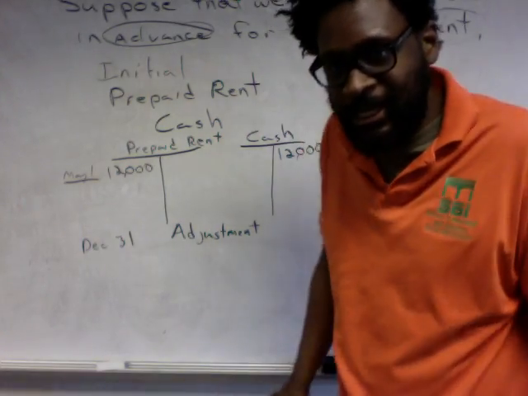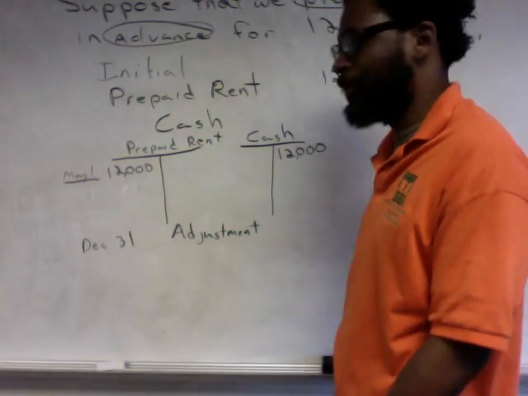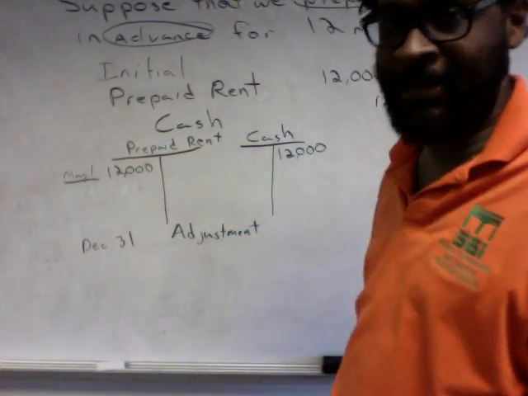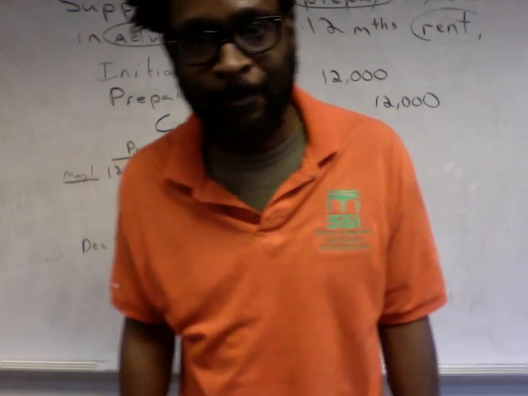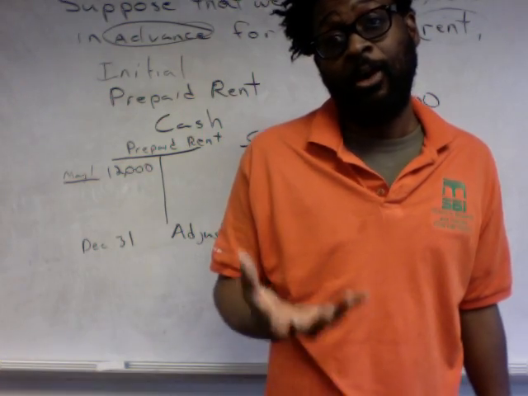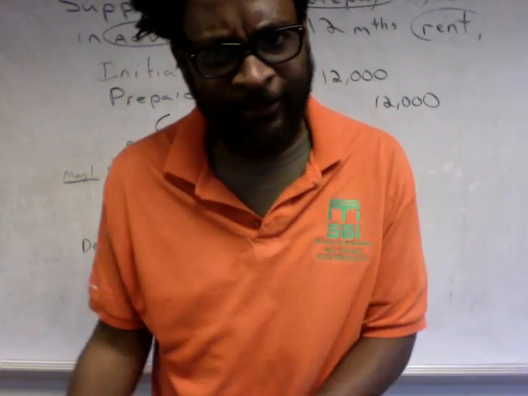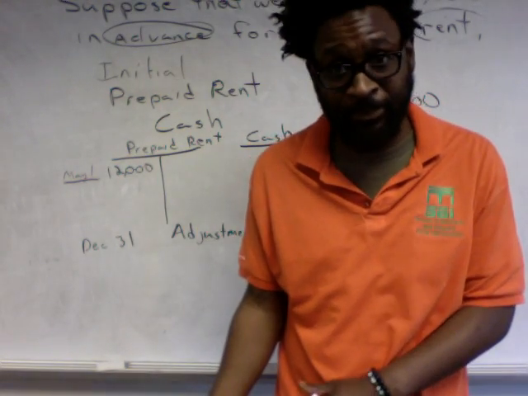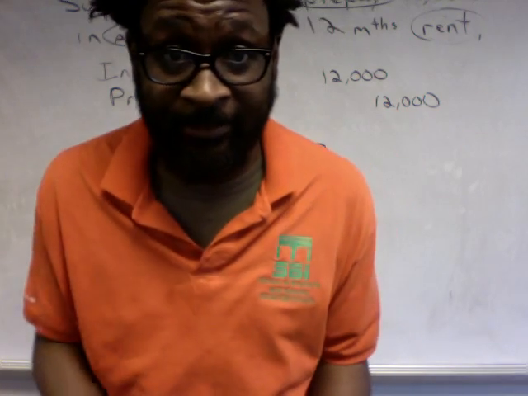So we already understand that. We're going to credit this prepaid rent. We have to lower it because time has passed. Now, the question is, what are we going to debit? We know we have to credit prepaid rent, but what do we have to debit?